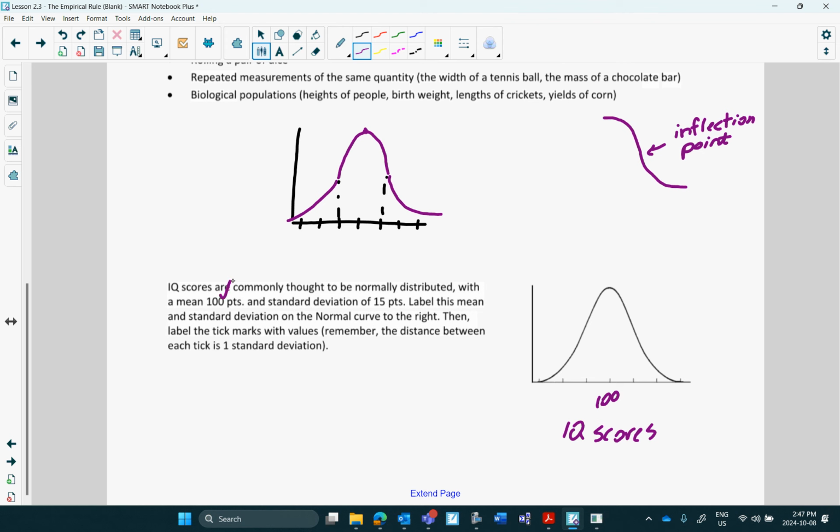So I've taken care of that. And the standard deviation gets me the value of all the other notches. So to the right, every time I go up a notch, it's 15. So 115, 130, 145, 85, 70, 55. So this should give you a good idea how to draw that curve in relation to the notches on the horizontal axis, as well as how to label it given a situation.